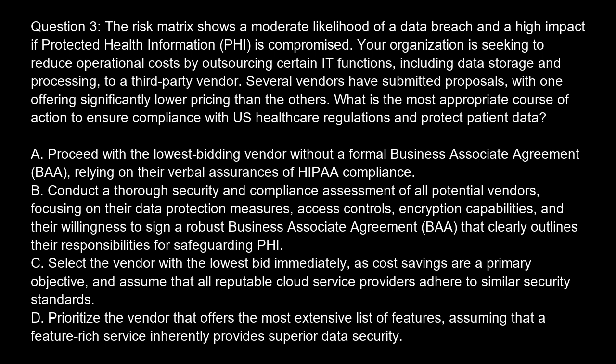Option A. Proceed with the lowest bidding vendor without a formal business associate agreement, BAA, relying on their verbal assurances of HIPAA compliance. Option B. Conduct a thorough security and compliance assessment of all potential vendors, focusing on their data protection measures, access controls, encryption capabilities, and their willingness to sign a robust business associate agreement, BAA, that clearly outlines their responsibilities for safeguarding PHI.